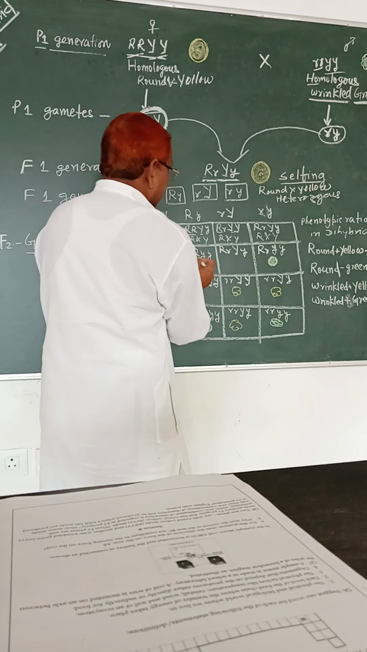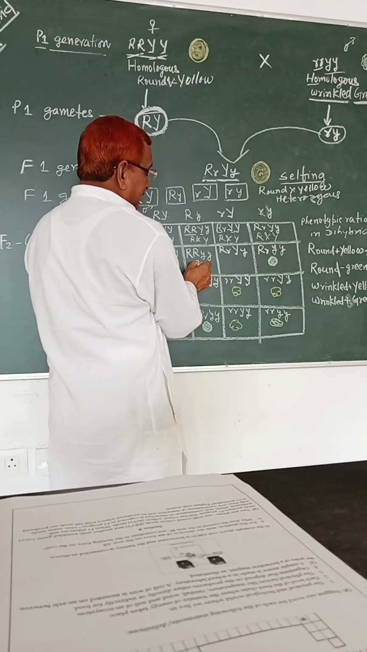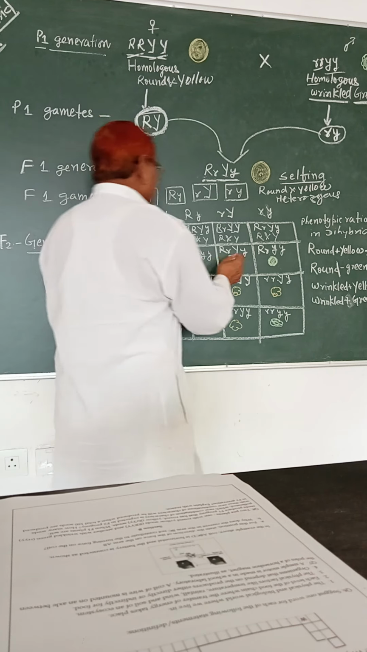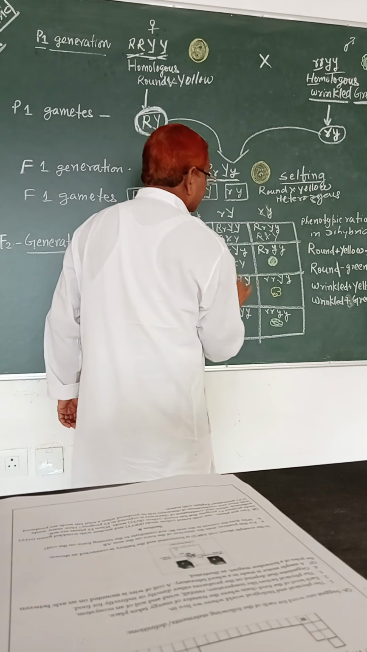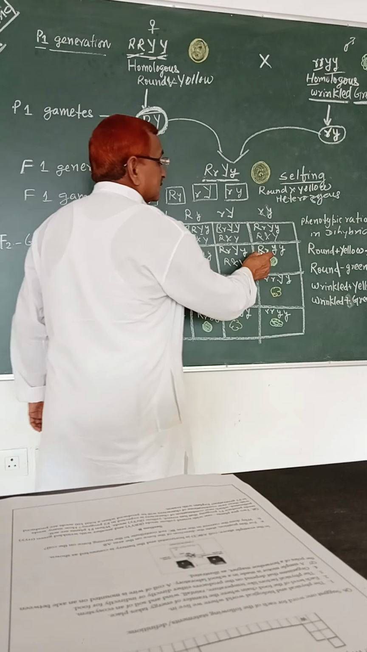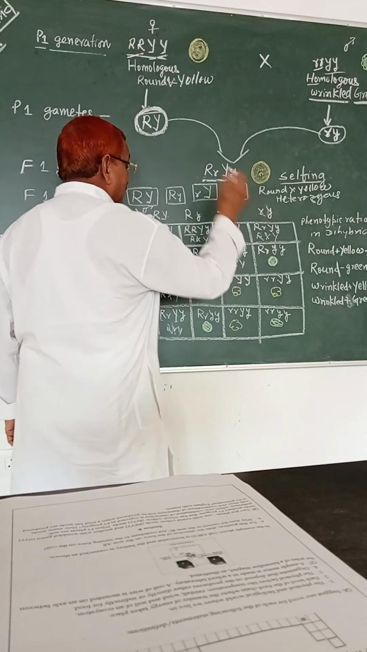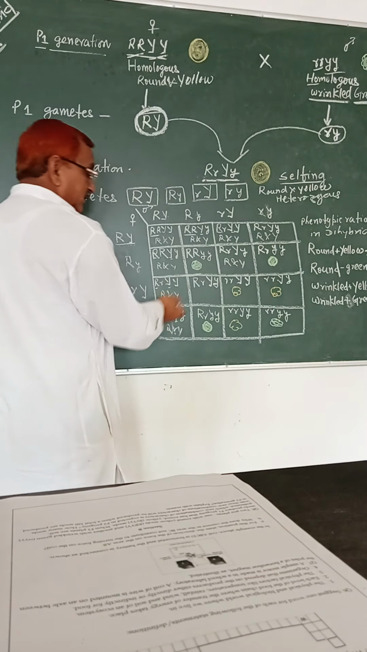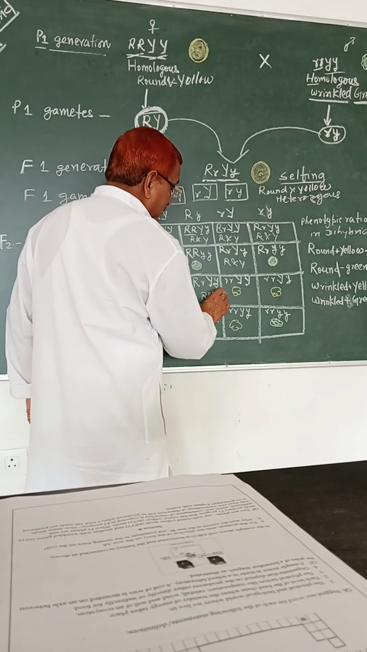Here when we see there is no capital Y, so it will be green, but capital R is there, so green and round. Here again round and yellow. Here green, since no capital Y is there, but capital R is there, so round. Again here capital R and capital Y are both there, so round and yellow.